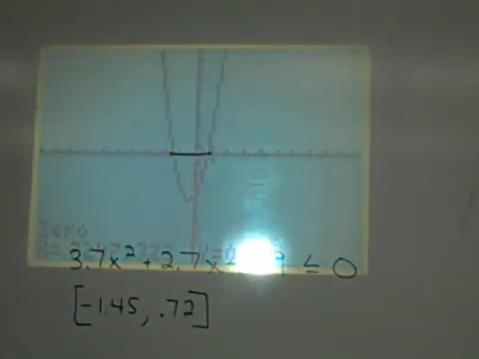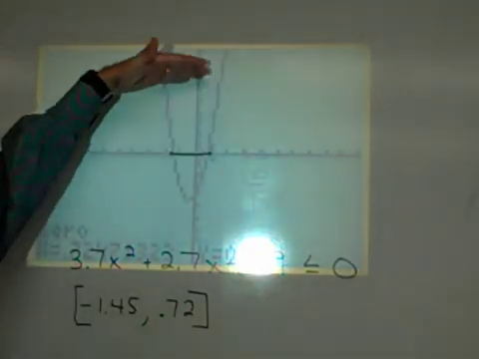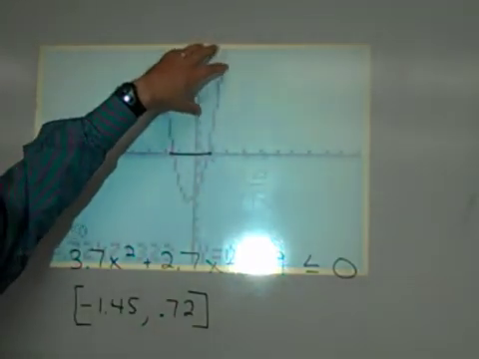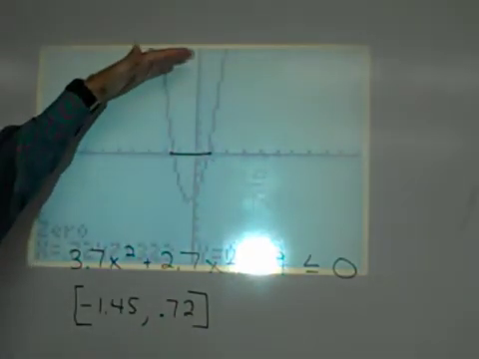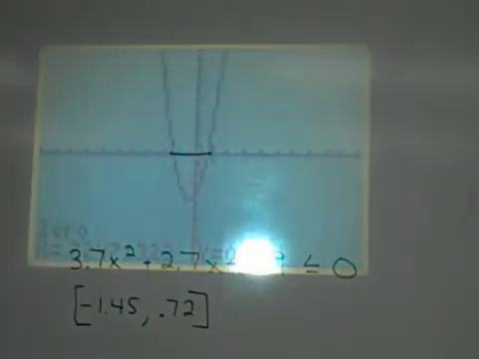If you were doing greater than or equal to 0, you would just look for the spots where the function is above the x-axis, because these are the positive function values, and these are the negative function values.